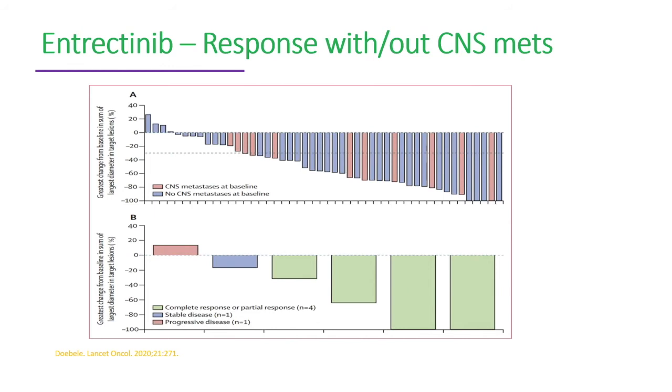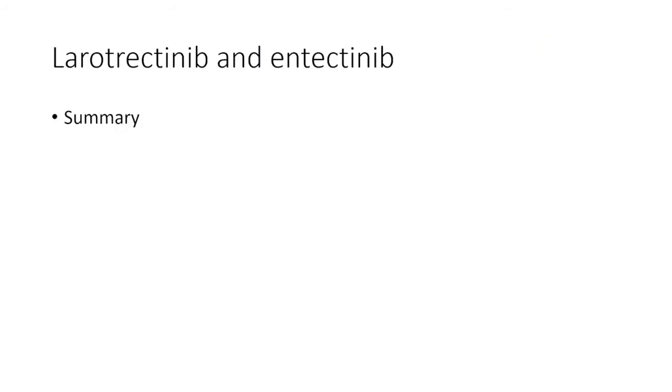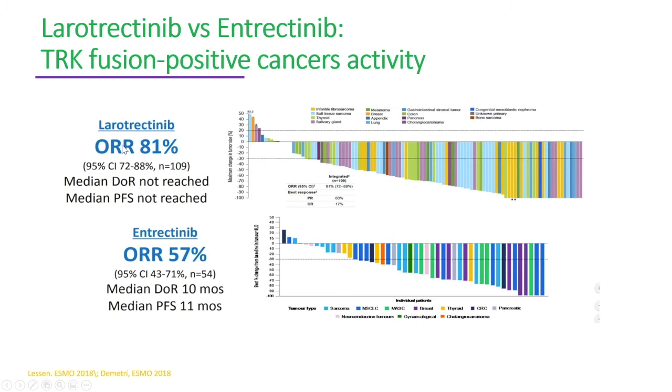I think this is very crucial and important, especially in lung cancer, as we mentioned, because around 50% of non-small cell lung cancer patients develop brain metastasis. Now, if we want to combine the two trials just for summary, we have here the overall response with Larotrectinib, 80%, while Entrectinib, 57%.